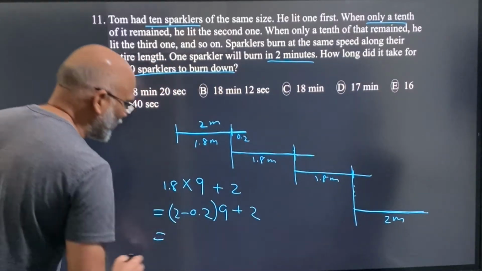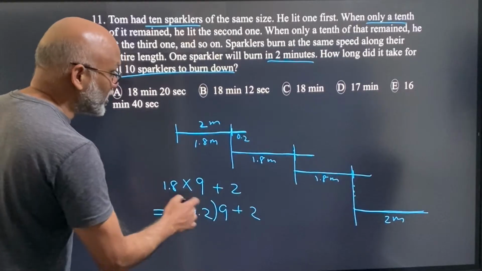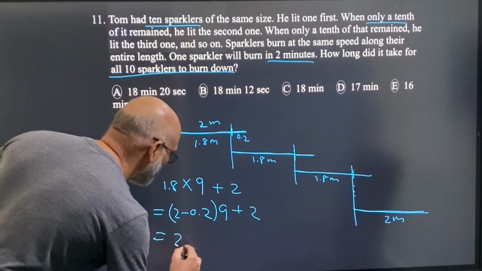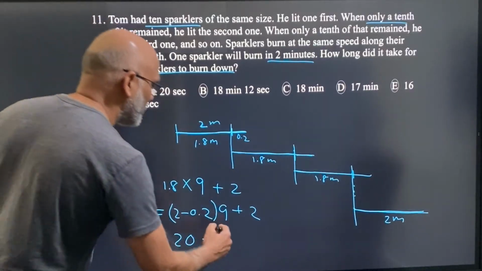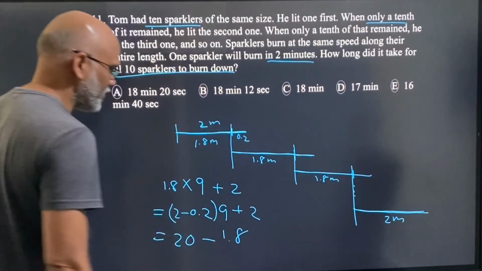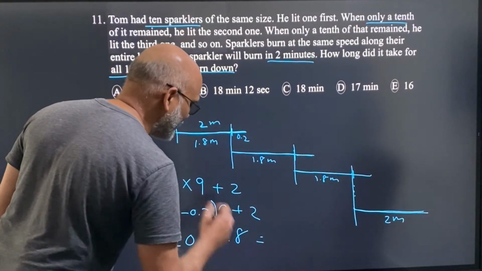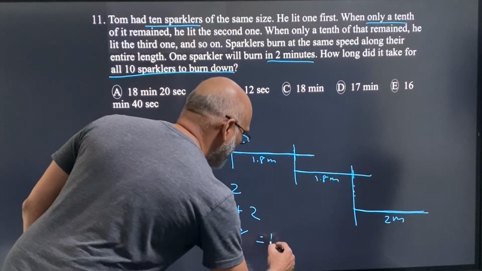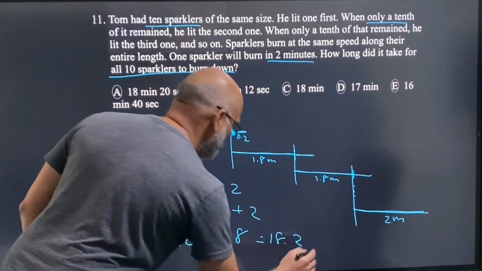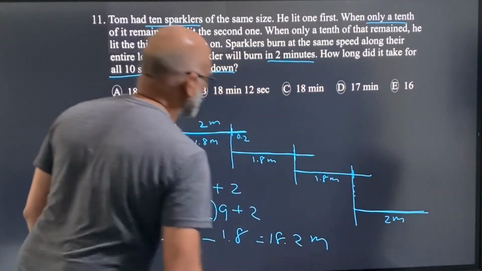Now here I'll do one more thing. So 2 times 9, and there is another 2. So there is 2 times 10, which is 20, minus 0.2 times 9 is 1.8, right? Now, so 20 minus 1.8 is 18.2, right? So 18.2 minutes.